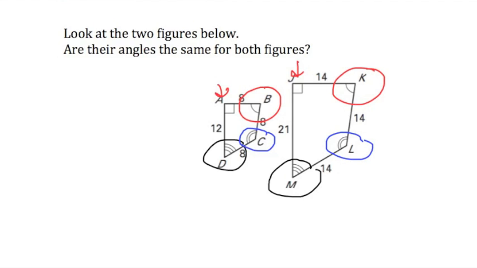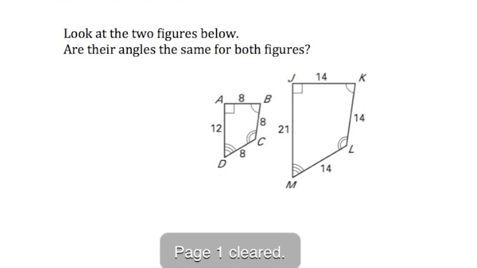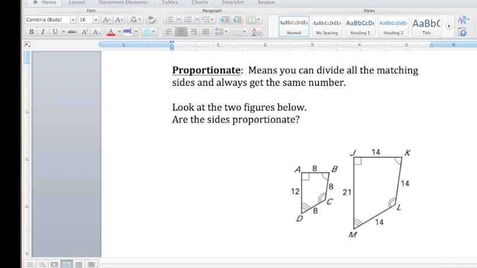Remember, our checklist had two pieces. Are all the angles the same, and are the sides proportionate? So the angles are the same. All we have left to prove is whether or not the sides are proportionate. Proportionate means that you can divide all the matching sides and you will always get the same number every single time. So what we're going to do is find our matching sides first.